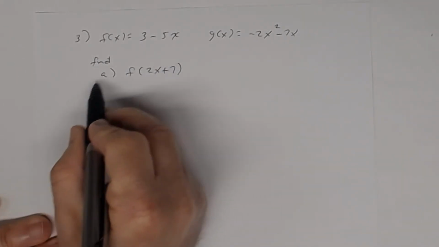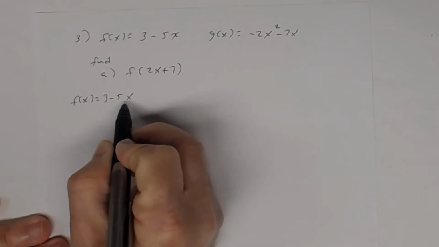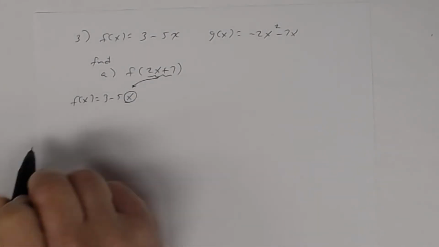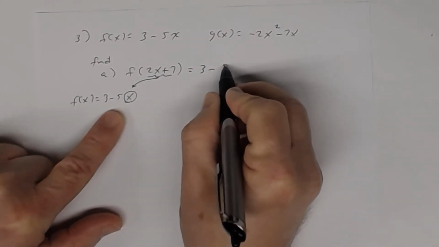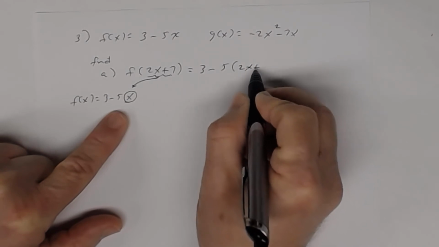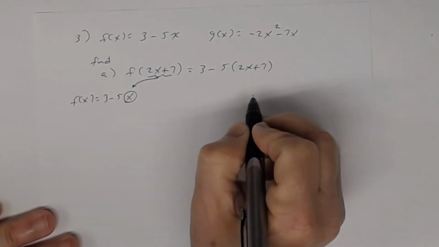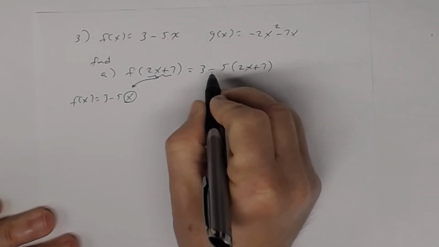So let me go ahead and write this out right here. So f of x is 3 minus 5x. So wherever I see that variable x, notice I'm circling it, I'm going to substitute 2x plus 7. So I get equals 3 minus 5 times 2x plus 7. And then all I have to do now is get rid of the parentheses, simplify, and then write the answer. But remember, you have to multiply before you subtract.